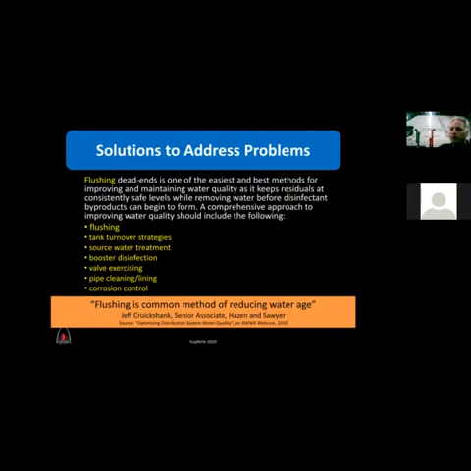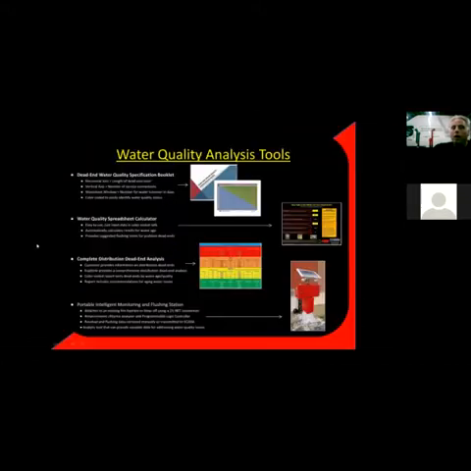Source water treatment, booster disinfection. There's a lot of different things you can do to improve your water quality. Flushing is a part of this. It's a very essential part of maintaining new water in your system and getting rid of old water in the system so that your residuals can stay steady and your disinfection byproducts can be held at minimums or less. Like we've talked about in the past, we have some tools that can help you improve your water system.